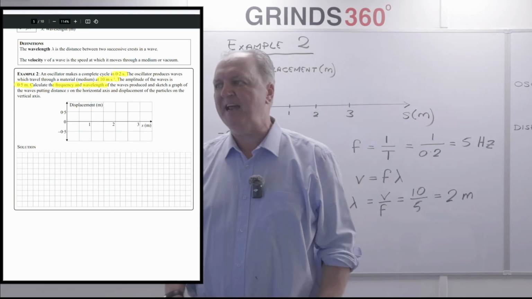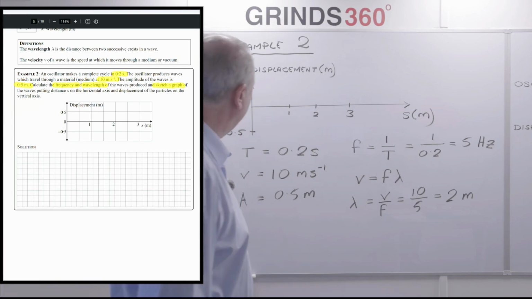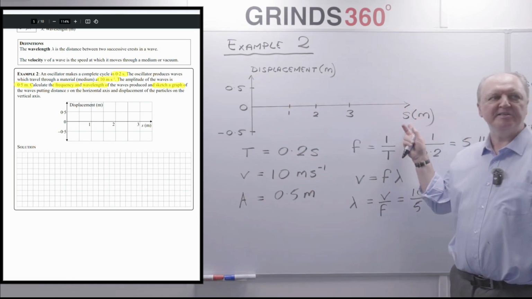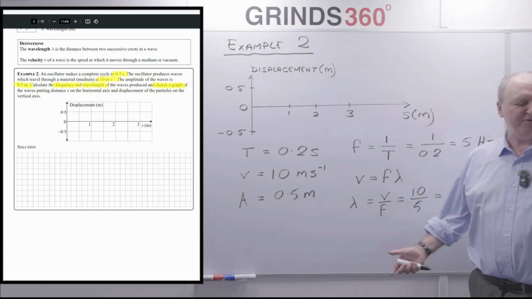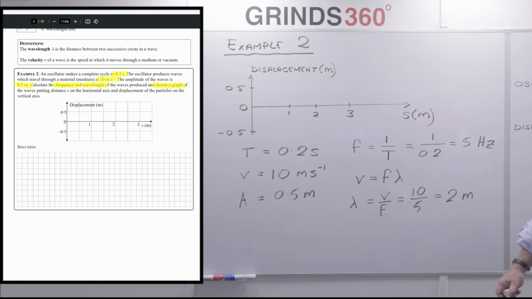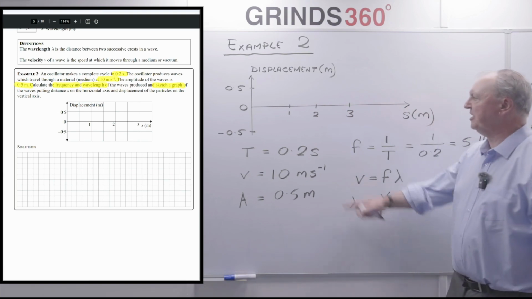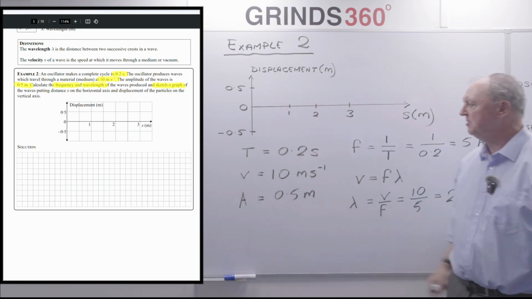And now, finally, they're asking me to sketch a graph. So they've laid the graph out for me already. We have displacement on the y-axis, and we have distance traveled on the x-axis. Well, can I draw my graph from that? I can. So I know the highest my graph goes up to is 0.5 meters in either direction.